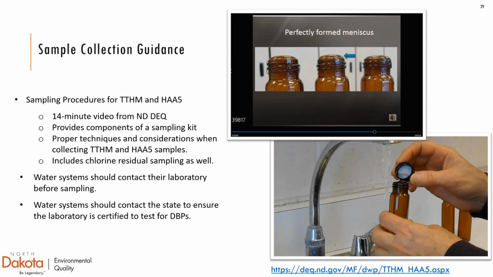The video also highlights that water systems should contact their laboratory before sampling to see what analysis method they use for analyzing DBPs, because this could change the sample collection procedures. Water systems should also contact their state to see if the laboratory is certified to conduct DBP analysis as well. So there are some precautions you should take before sampling, as well as the actual sampling procedure.